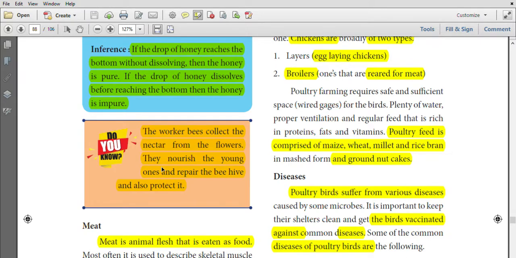Bees are of three types. Queen bee, male bee, and worker bees. The queen bee only lays eggs. Worker bees collect the nectar from the flowers and make it into honey. They nourish the young bees, and repair and protect the beehive.